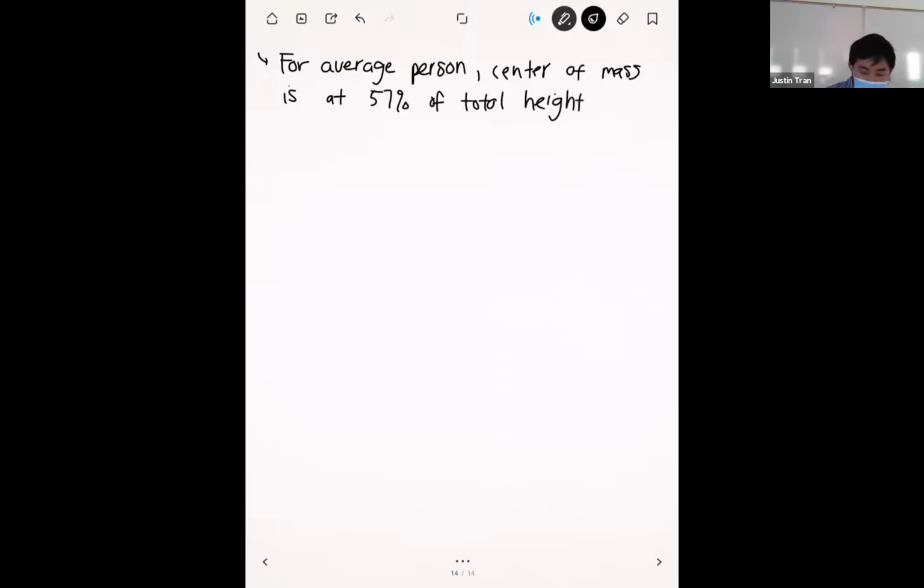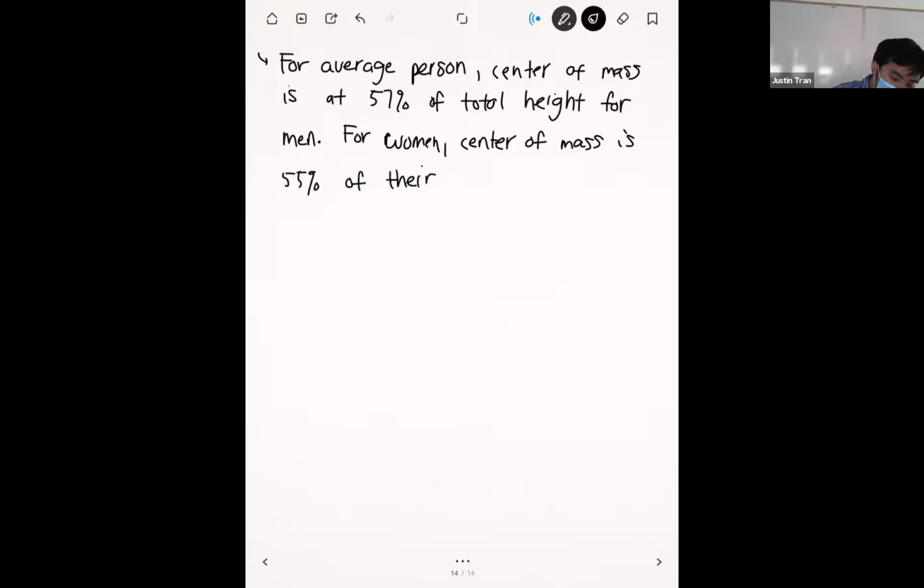Okay, and so it's slightly above halfway up your body. And so this is for men. For women, the height of the center of mass is about 55% of their total height. Okay, and so these are just averages, and everyone varies. There's anatomical variations between people, but on an average sense, these are the numbers.